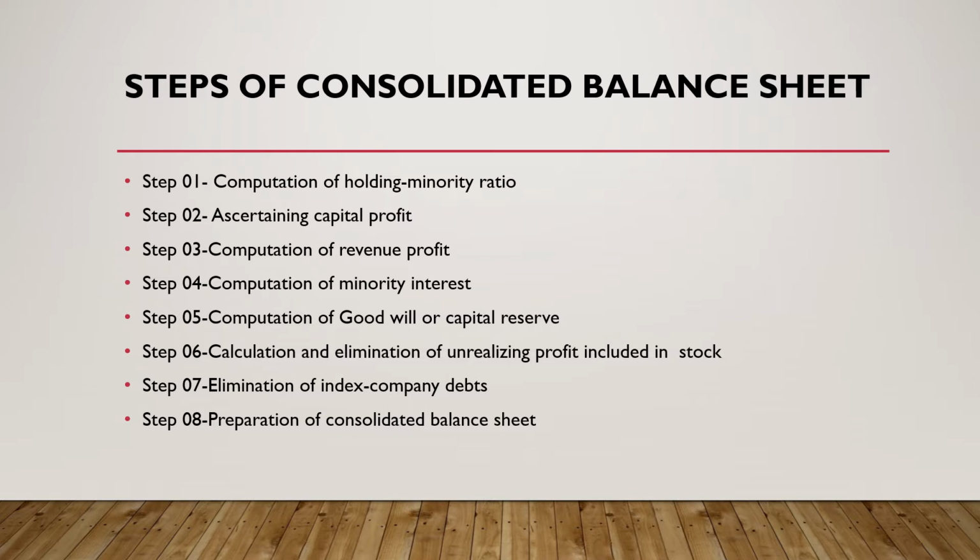The first step is computation of holding and minority ratios. See, of the total shares of the subsidiary company, how many shares are acquired by the holding company? The remaining shares will be held by the general public. So you need to find out the ratio between holding and minority. Let me explain this along with an example.